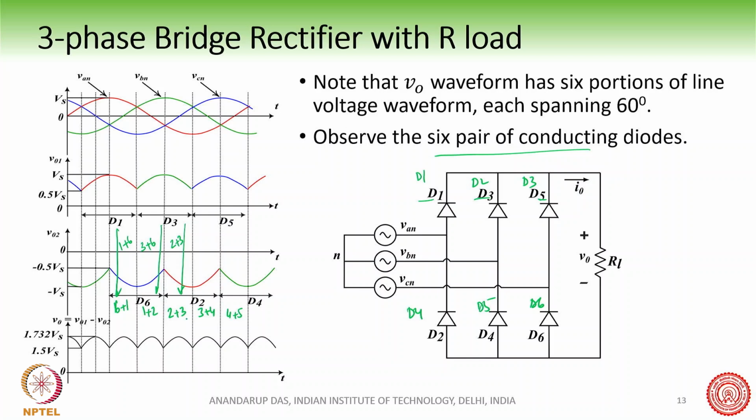Basically the whole converter works with 6 pairs of conducting diodes. At any point, one diode from the positive group and one diode from the negative group are conducting, and the line voltages are appearing across the load.